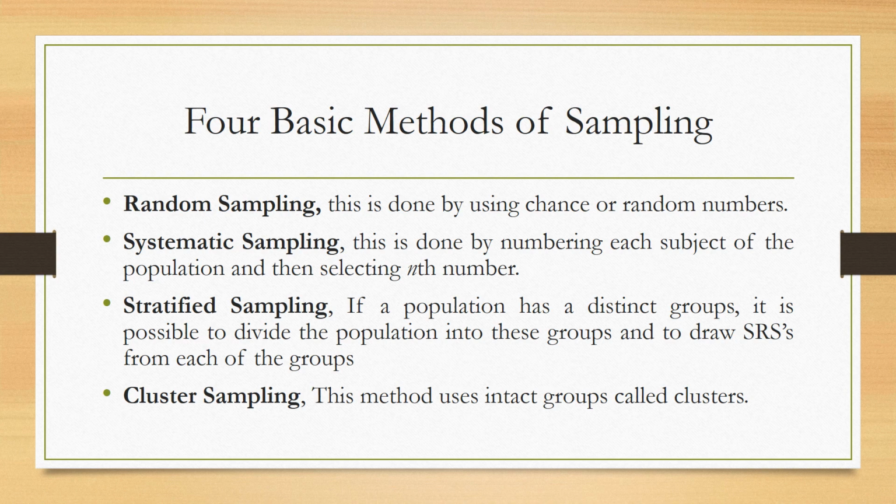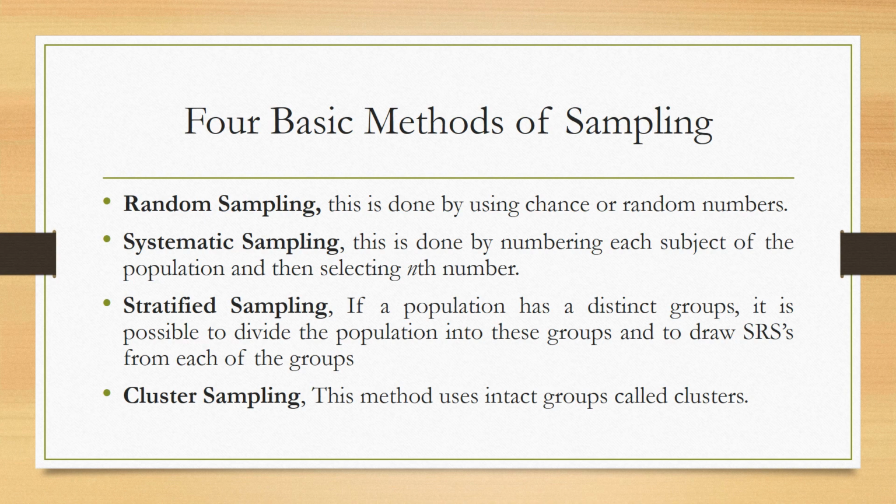And the next one is systematic sampling. This is done by numbering each subject of the population and then selecting every nth number. When we say systematic sampling, for example, in one community, inarrange mo by numbers yung community. And then, may 1,000 population siya. So, ang kukunin mo lang ay yung 10, 20, 30.